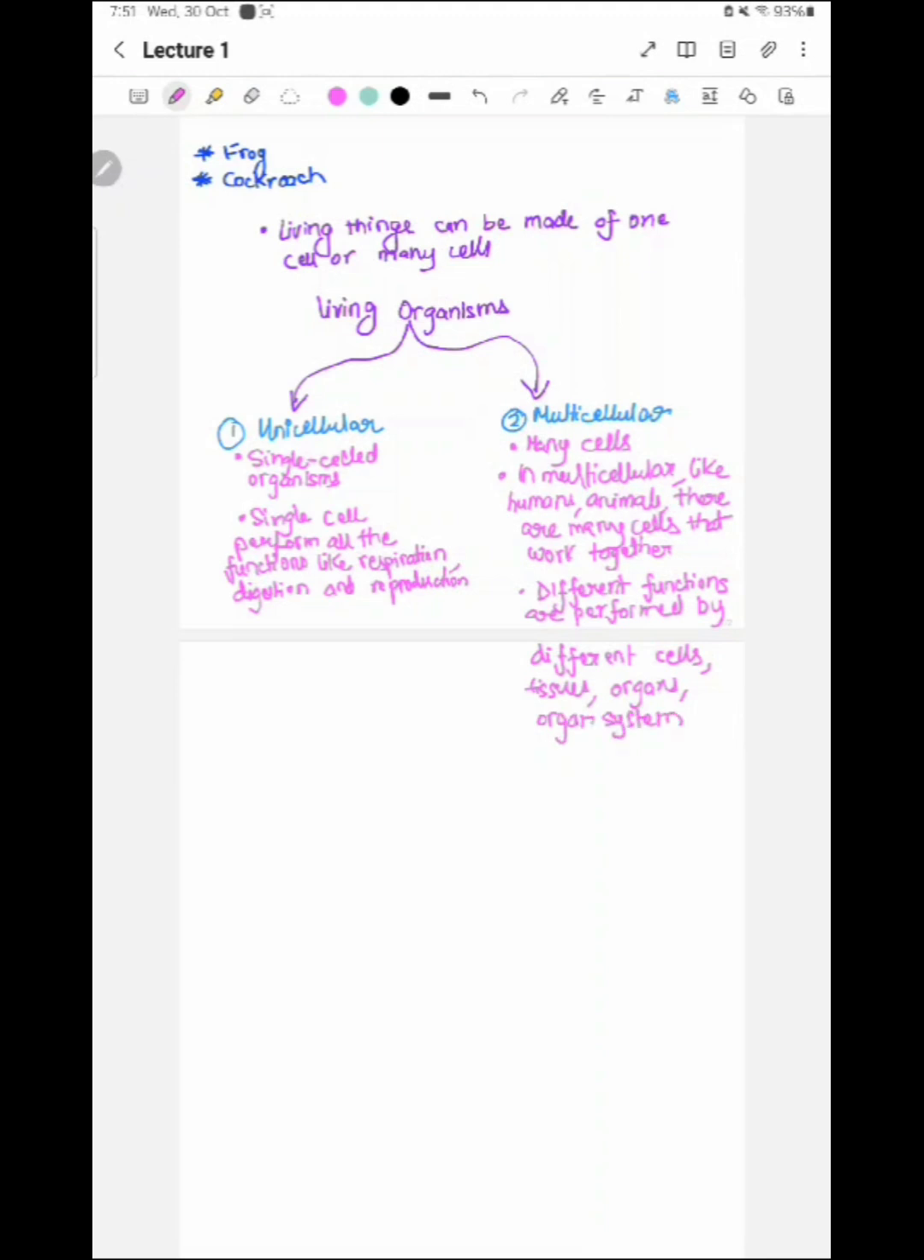Are you getting me? Okay, is this clear now? So unicellular, single celled organism, multicellular, many cells. In unicellular, single cell performs all the functions, respiration, digestion, reproduction. In multicellular animals there are many cells that work together, and different functions are performed by different cells, tissues, organ and organ system. I hope this is clear to you all.